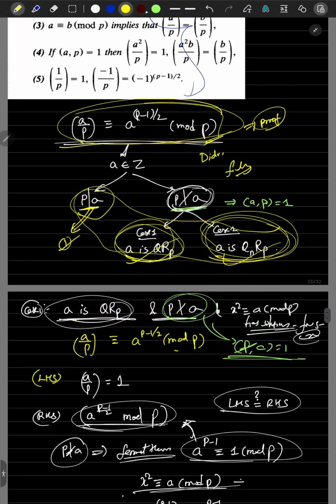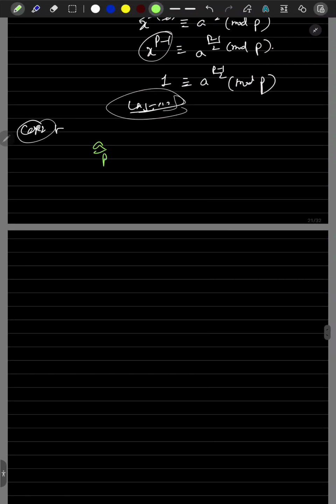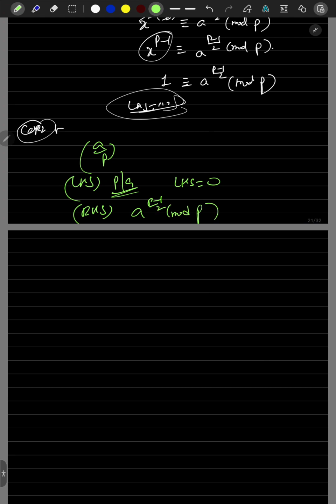Okay, let's come back here. With case 1 and case 2 successfully solved, let's take P divides A. So what will happen when P divides A? Take LHS. For P divides A, we know the value of LHS will equal 0. Now consider RHS, A^((P-1)/2) mod P.